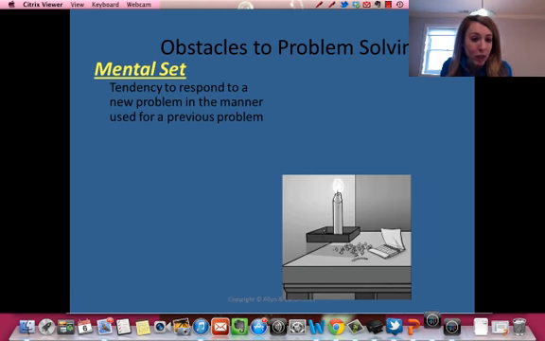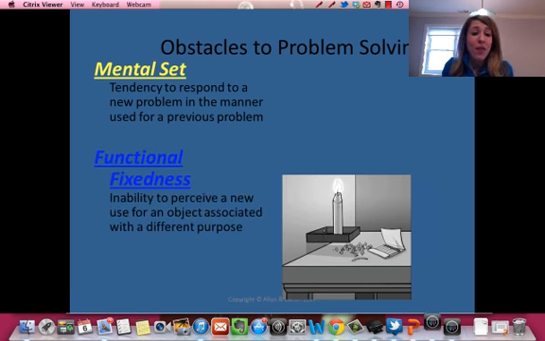There's lots of things that get in the way. One of the biggest things is something called a mental set. A mental set is a tendency for you to want to solve a problem in a way that's worked in the past, right? And while that might be great, sometimes it works, but not always, okay? Another example of an obstacle that gets in your way is functional fixedness. And this is your inability to perceive new uses for an object that's not actually what it's made for.